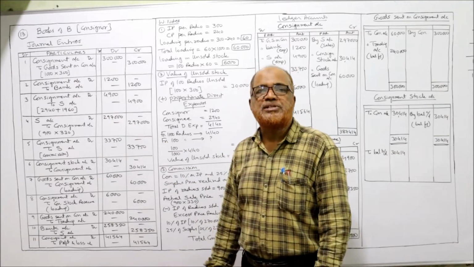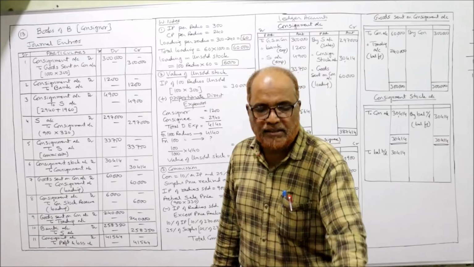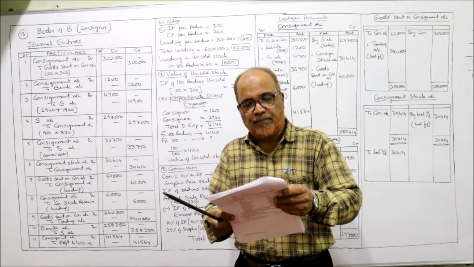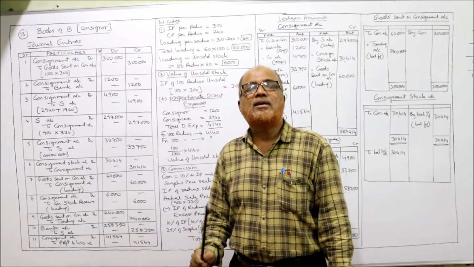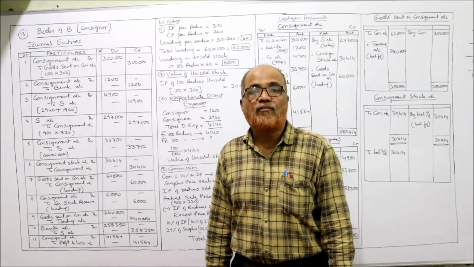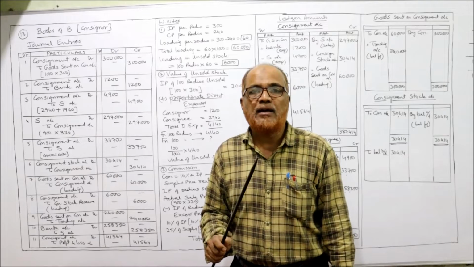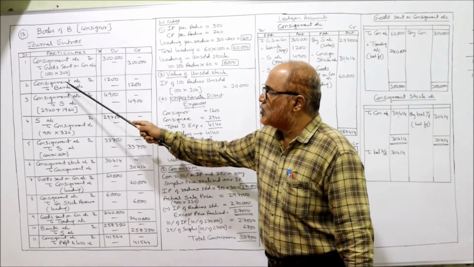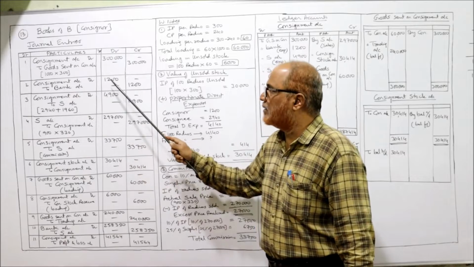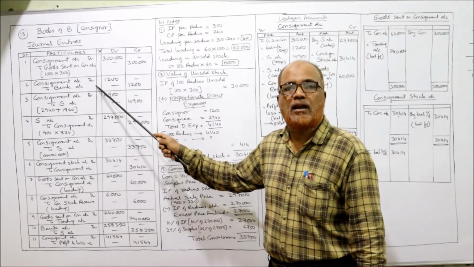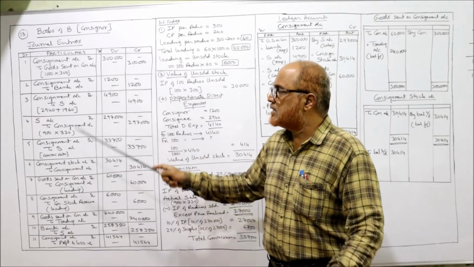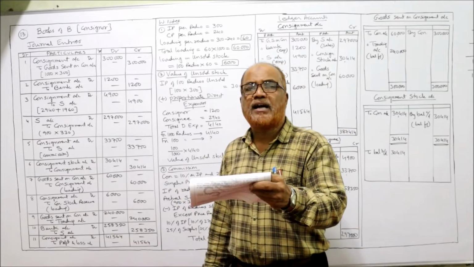Secondly, expenses. Expenses are paid by the consignor. Consignor is B. So B has paid 1,200 towards forwarding and insurance. So entry will be consignment account debit to bank. Here you see, consignment account debit to bank 1,200, being the expenses paid by consignor. That's it.